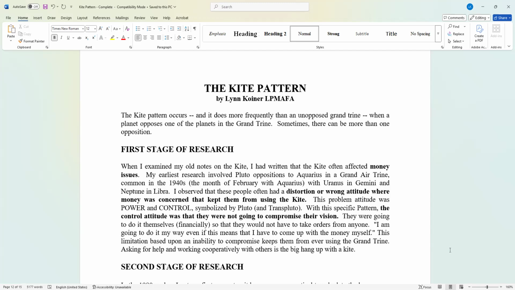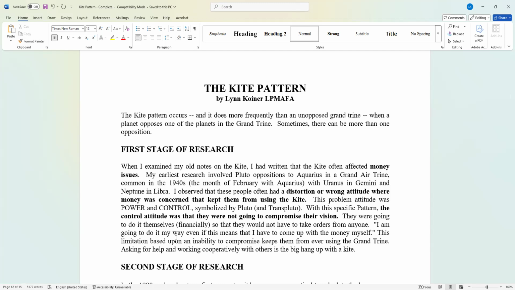And in her case, she just felt like when it came to grants, or getting the financing, she wanted it done her way. She had to be in control. She was not going to work with other people. It had to be done her way. And as a result, she retired and never accomplished what she set out to do with that grand air trine. It just never happened because I said, I am going to do it my way, even if it means I have to come up with the money myself. She never came up with the large sum it required to start the business, and she never accomplished her goals.